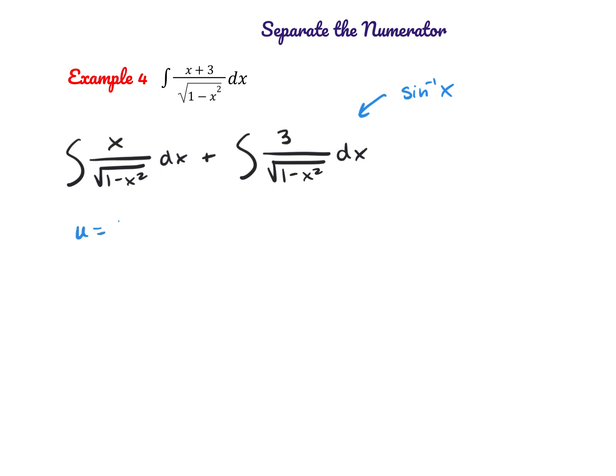So we can try u for 1 minus x squared, and du is negative 2x dx. So I'm going to move this out front.